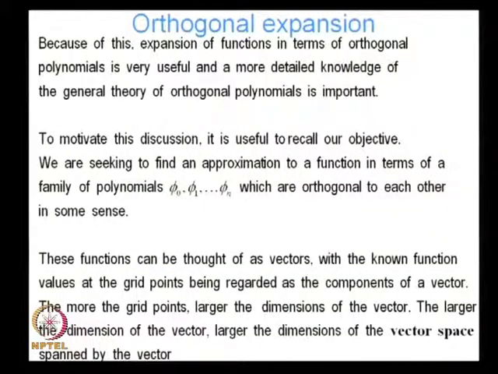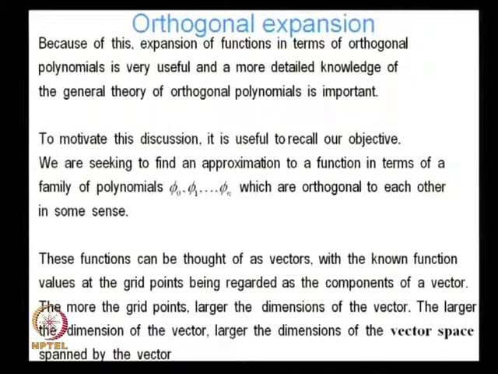Because of this, expansion of functions in terms of orthogonal polynomials is very useful, and we want to talk about it in general. To motivate this discussion, let us recall what we want to do. We are trying to find an approximation to a function in terms of a family of polynomials of increasing order, which are orthogonal to each other in some sense.